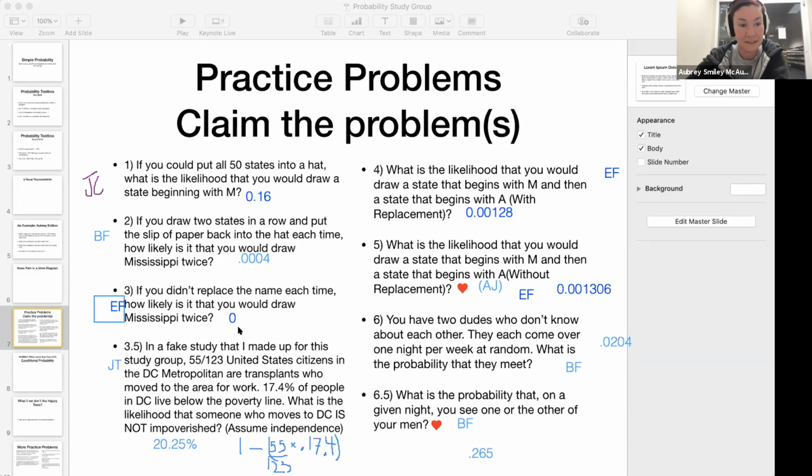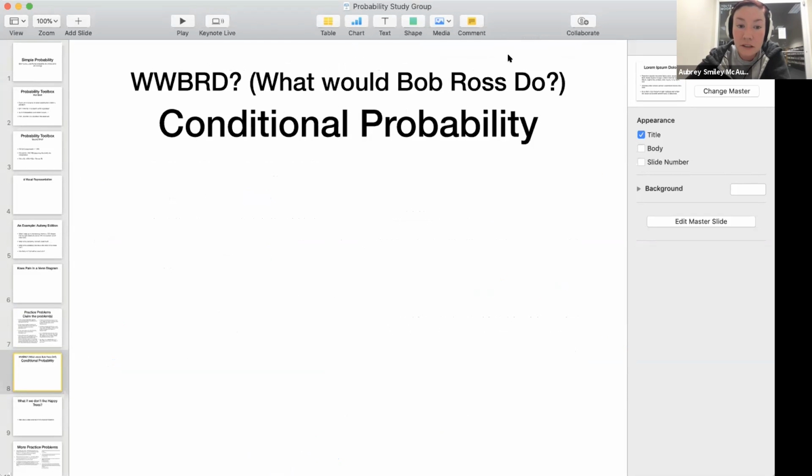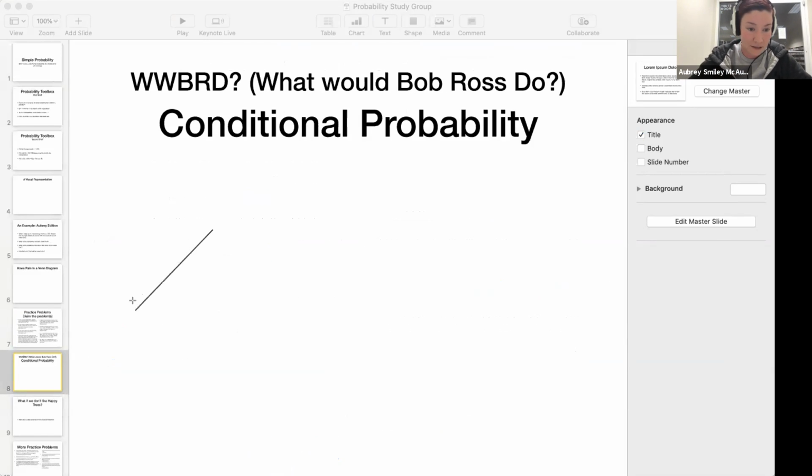And with that, let us go on to conditional probability. What would Bob Ross do? First, we're going to clear all the drawings. So what Bob Ross would do is he would make a happy tree. So now we're going to talk about what is the probability of B given that A has occurred. So in this situation, we're going to talk about my husband's iTunes. And let's imagine that in his iTunes, he has 60% Kanye and 40% Rick Ross.